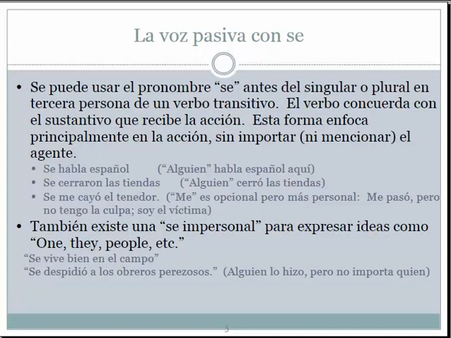There's a second way to form the passive voice in Spanish. You can use the pronombre se before the singular or plural third-person verb of any transitive verb. Here's some examples. Se habla español. It doesn't matter who speaks Spanish. We just know that Spanish is spoken here. We see this a lot outside of stores. Se cerraron las tiendas. The stores were closed. Who closed them? Somebody did. Doesn't really matter. What we care about is that the stores were closed.